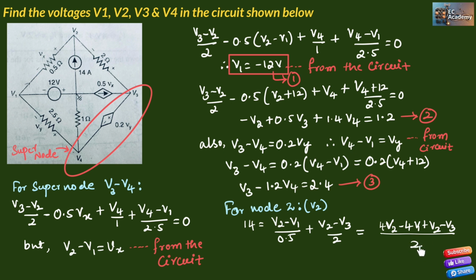To eliminate this denominator, let us multiply this equation with 2. If you multiply this equation with 2 and substitute V1 is equal to minus 12 volt, we can write the above equation as 28 is equal to 4V2 plus 48 plus V2 minus V3. So we can write 28 is equal to 5V2 minus V3 plus 48.